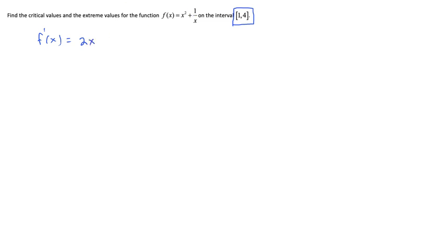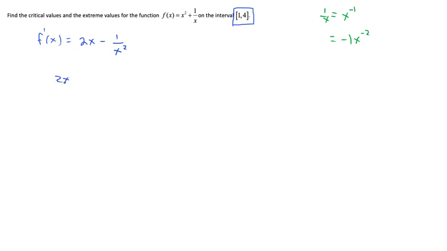Remember, 1 over x can be written as x to the negative first power. So then the derivative would be negative 1 x to the negative second power. Okay, so let's just rewrite that then, minus 1 over x squared. Right? So here we have the first derivative. And then to find the extreme values, or critical values, we set this equal to 0.